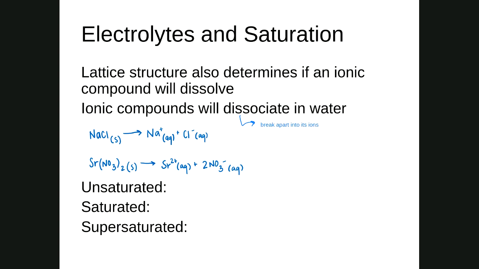So an ionic compound is the only type of compound that specifically dissociates in water. Covalent compounds will dissolve. Ionic compounds dissociate, because we know that covalent compounds are not made up of ions. So by definition, they cannot dissociate if the definition of dissociation is to break apart into ions.